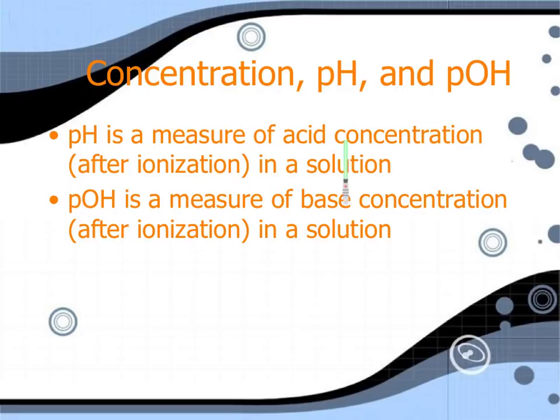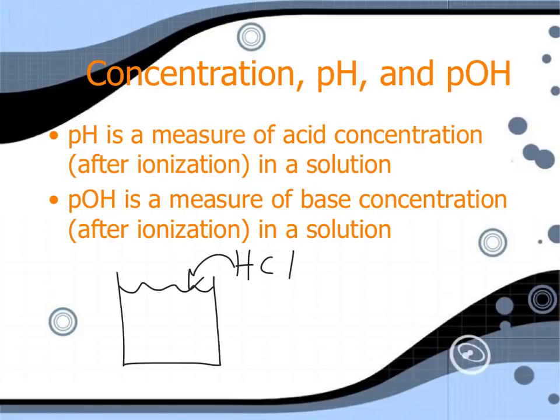pH is the measure of acid concentration after the solution has ionized, and pOH is the measure of the base concentration in solution after its substance is ionized. And what do we mean by ionization? Let's have a quick review. Take, for example, a little H2O, and you put some HCl into the H2O. Initially, HCl is ionic, and so it's just HCl, but now once it goes into water, it becomes an aqueous solution. Now what happens is the H plus and the Cl minus separate, and we talked about this in a previous video lesson, that when acids hit water, they separate into ions.